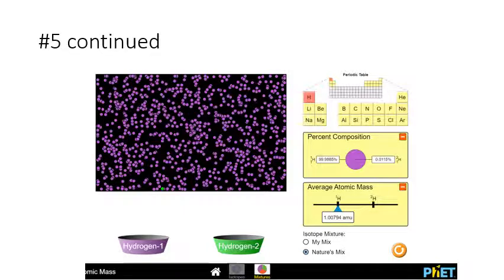1.00794 AMU. You might notice that the average number varies a little bit based on the number of decimal places that are provided. Don't worry about that. All of the numbers are pretty consistent with each other. Just some have more decimal places than others.